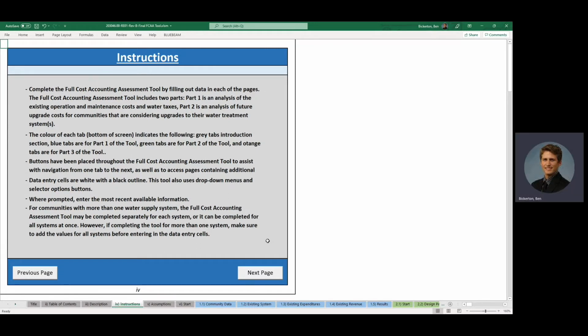There are some instructions on this page which provide guidance on different parts of the tool and general information of what is on each sheet, including how and where the user should enter information.